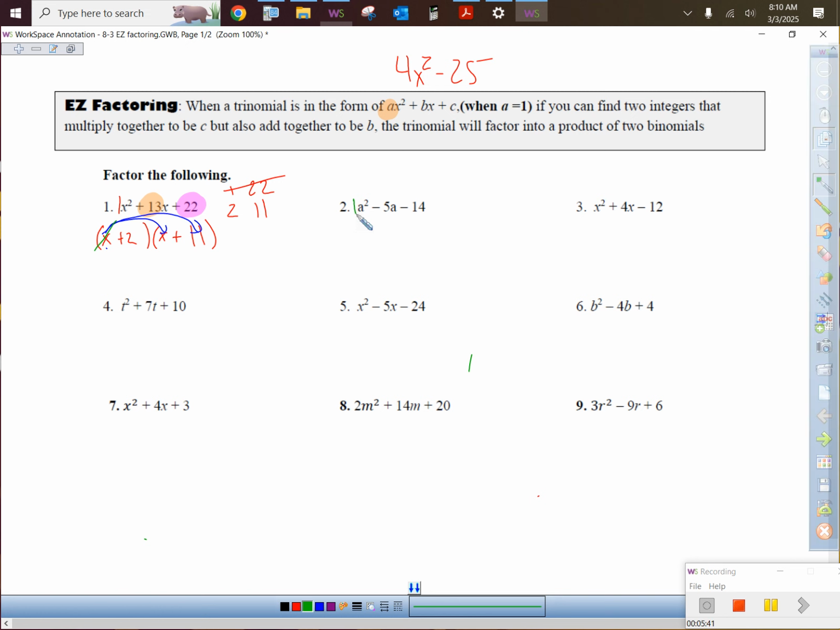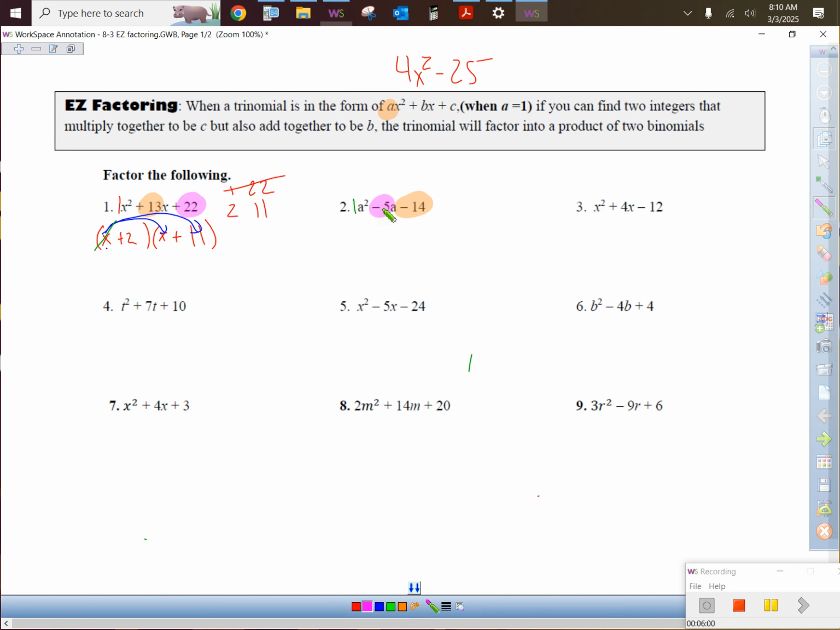So here's our job. Find 2 numbers that multiply together to be that. Time out. Let's figure out their signs. Should they both be positive, both be negative, or one be negative, if they have to multiply out to be negative 14? One of them is negative, right? One of them is negative. What do they have to add together to be? Negative 5. Are you with me on that?